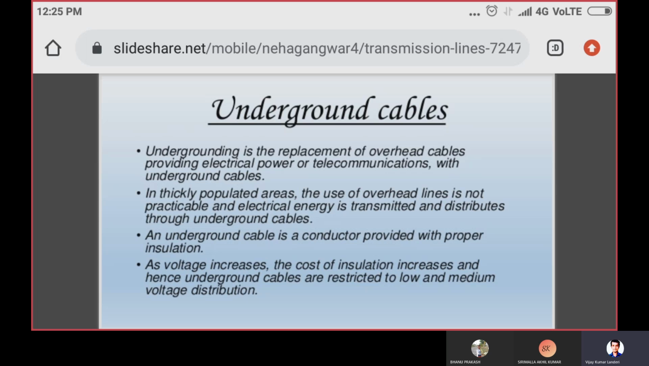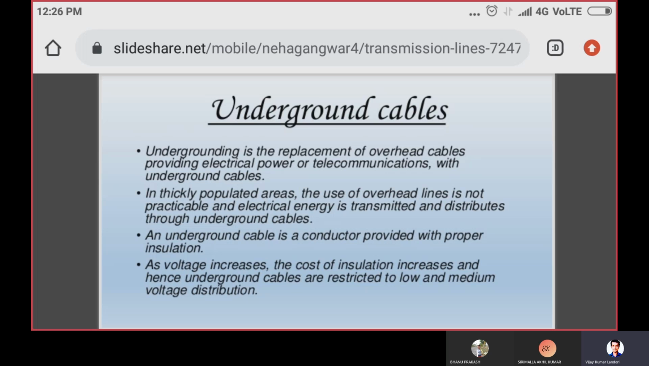So coming to the underground cables. Underground cables are the replacement of the overhead cables, providing electrical power and telecommunications. So either we are supplying the telecommunication systems or we are supplying the electrical power by means of these underground cables. In thickly populated areas, the use of overhead lines is not practicable, and electrical energy is transmitted and distributed through underground cables. From the population point of view, it is difficult to deliver the electrical power by means of the overhead system, so we prefer to have the underground cables.